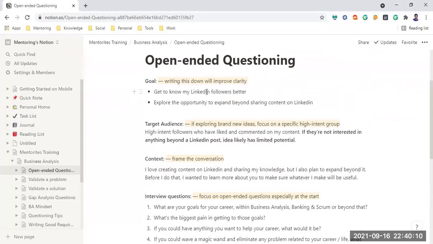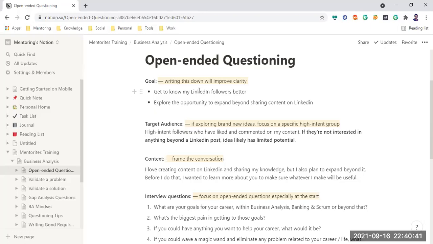The first one is, I'm just giving you a simple real-time example that I normally use. You all know that I provide training on business analysis and Scrum, right? When I reach out to people, I use a lot of open-ended questions. So I'm giving you an example that all of you can relate to.